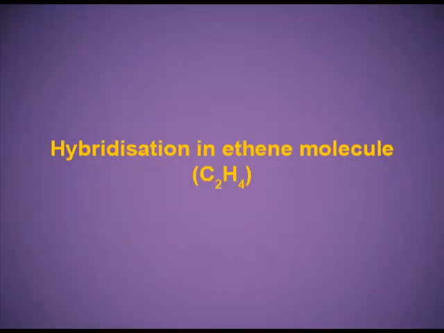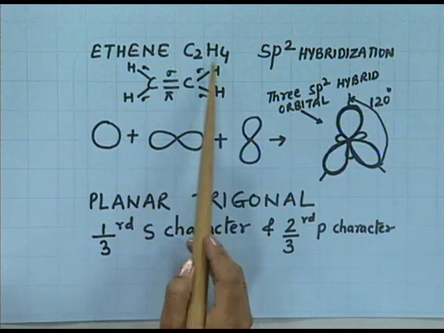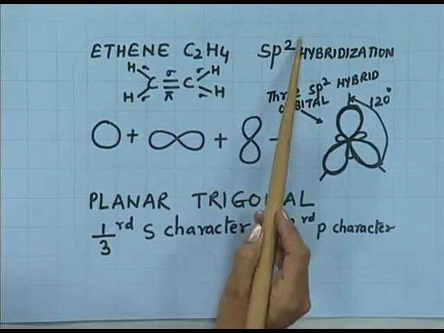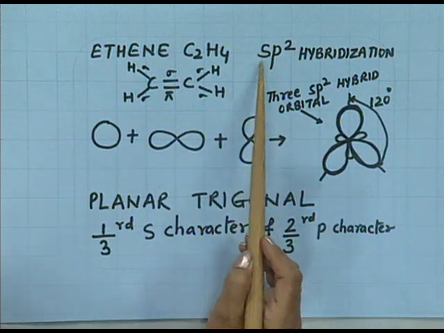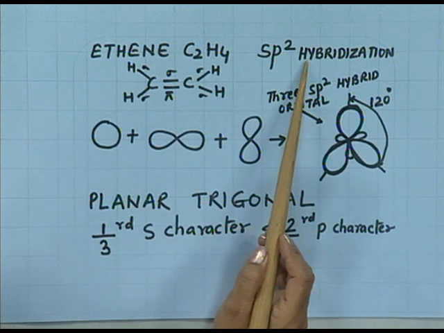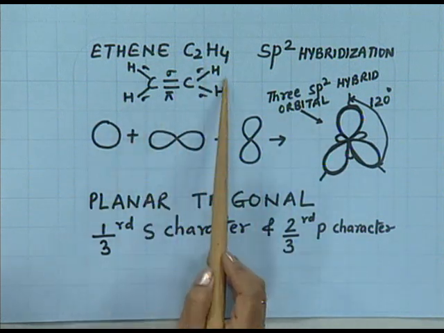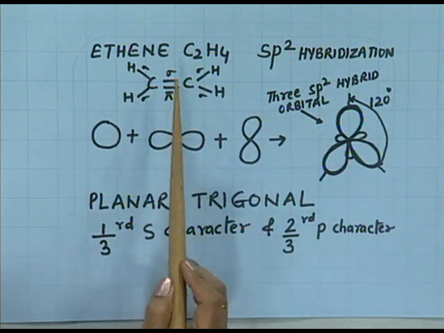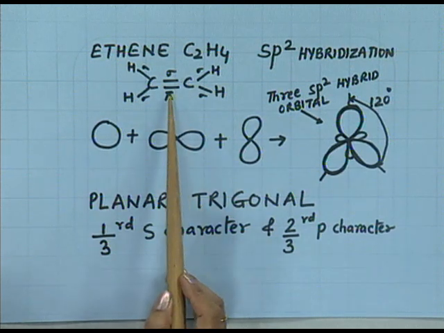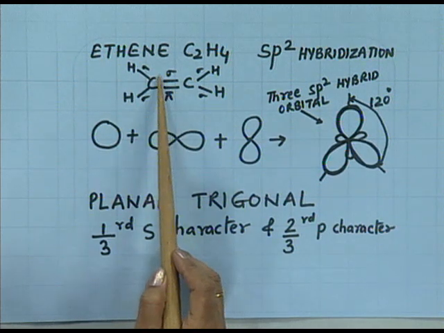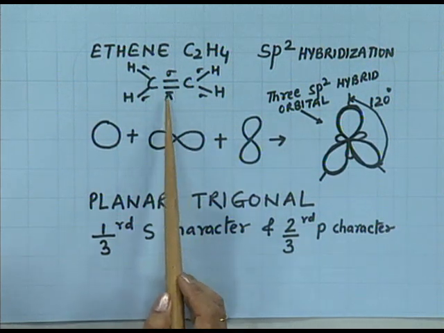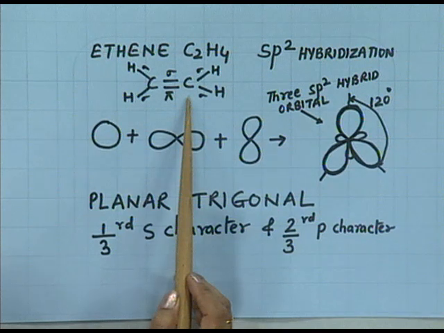Now let's discuss hybridization in ethene, C2H4. In ethene, the hybridization is sp2. Just now we will see how the hybridization is sp2. In ethene molecule, between the two carbon atoms, there is one sigma bond and there is one pi bond. Sigma bond is formed by the end-to-end overlapping and pi bond is formed by sideways overlapping.